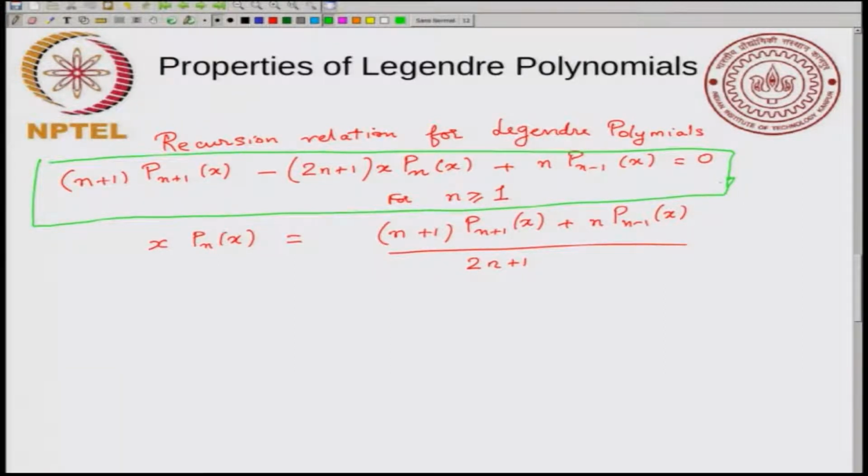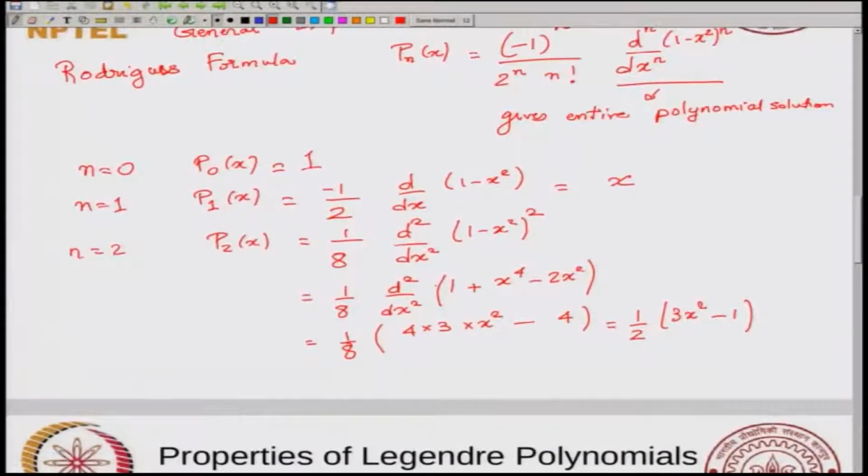The content of the equation is that you relate the n plus 1th polynomial to the nth polynomial with a multiplication factor of x and the n minus 1th polynomial. So this is a recursion relation, and it is good to remember the recursion relation for the Legendre polynomials. I do not expect you to remember the Rodrigues formula, but at least you should know what the first few Legendre polynomials are.